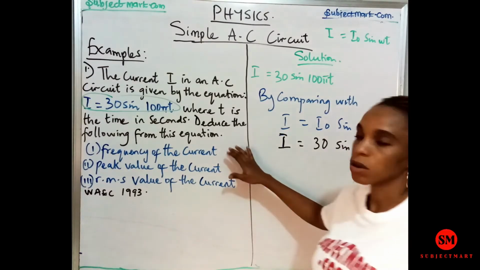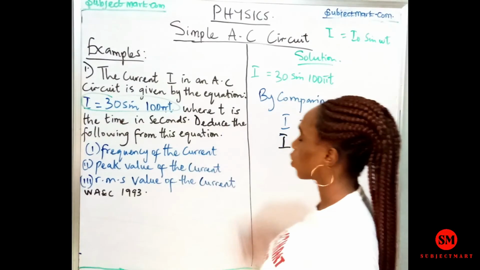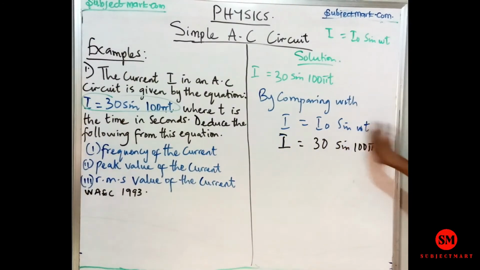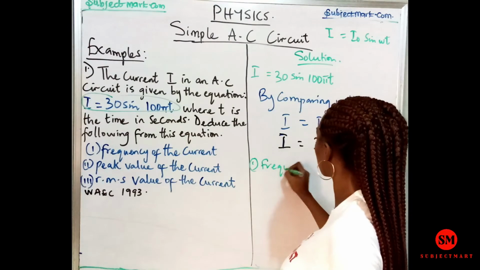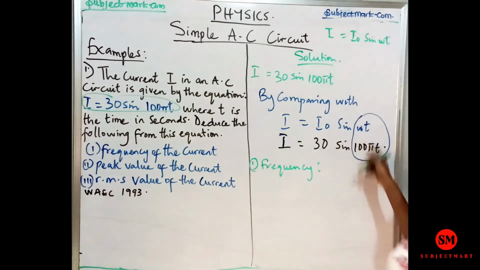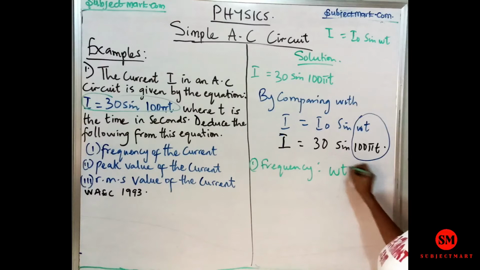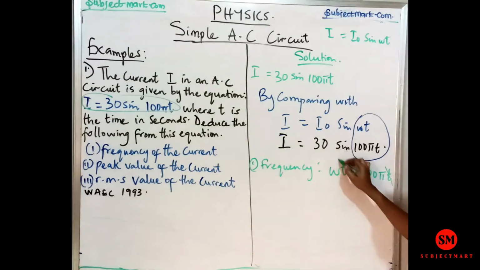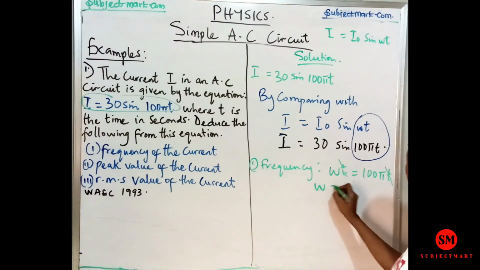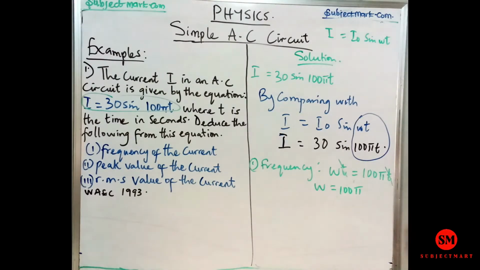Okay, let me just start with the first question, which says frequency of the current. To get the frequency, I'll come to the latter part of the equation and compare these two. Wt is equal to 100 pi t. T here cancels t. So I have W is equal to 100 pi.